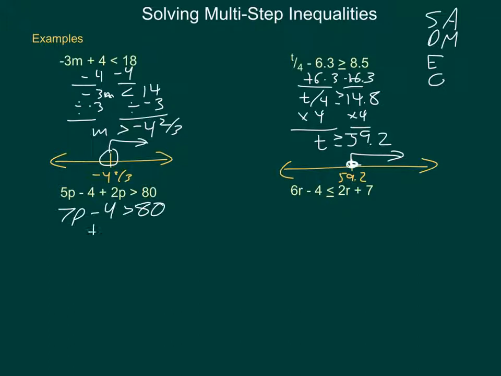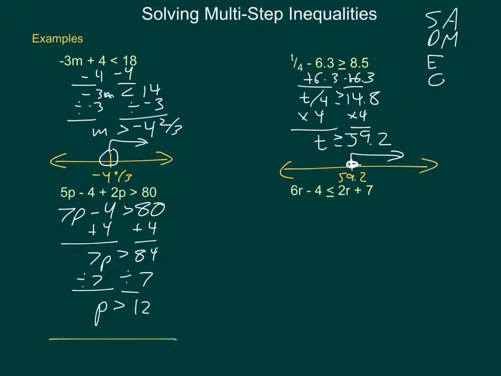Next, I will add 4, since I have subtraction happening. That gives me 7p is greater than 84. I will then divide by 7, telling me that p has to be greater than 12. So my graph: open circle, moving to the right.